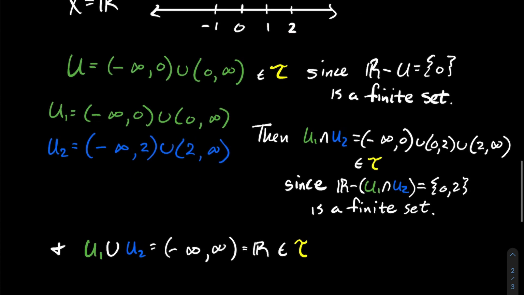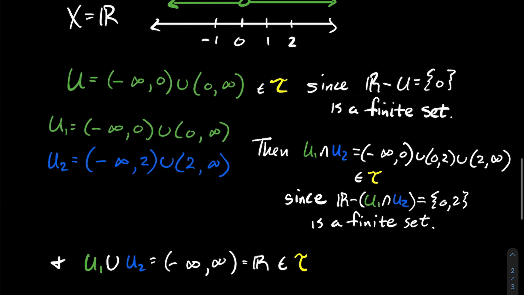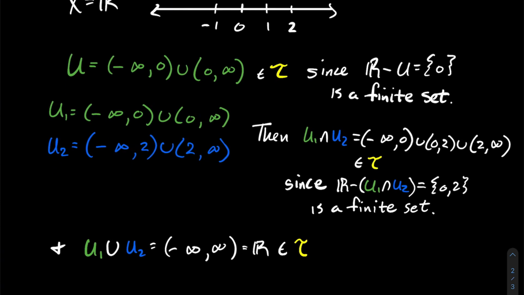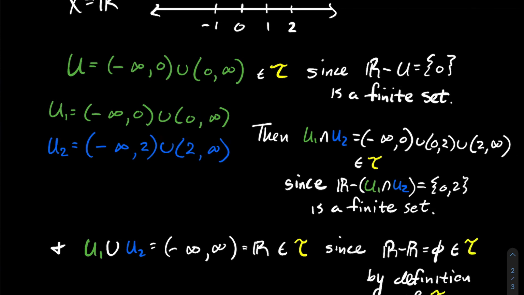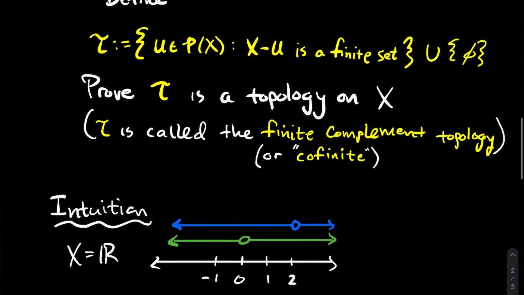Last thing that I want to notice is if I take the union of the blue with the green, that gives me the whole real line back. And I know that the whole real line is going to be in the finite complement topology because the complement of R in itself is empty. And I know that the empty set is part of the topology here by definition, right? That's how we threw it over there off to the end.